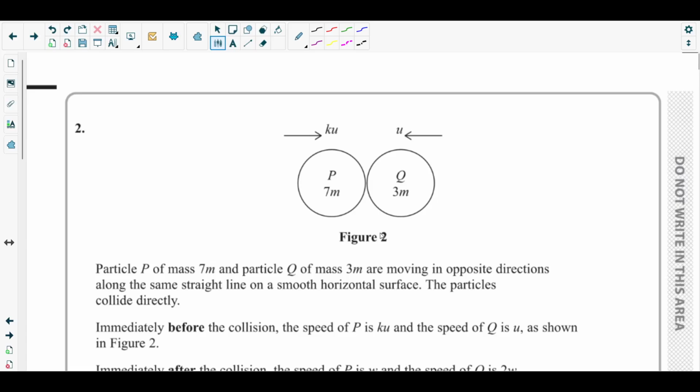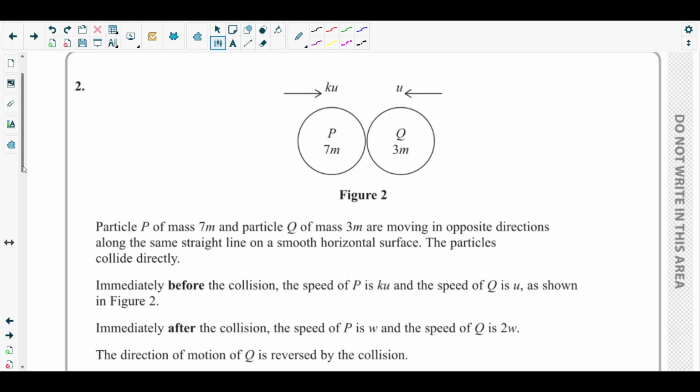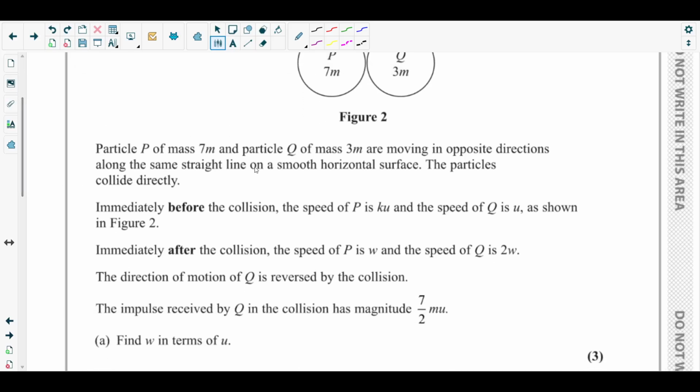collision. The mass of particle P is 7m and the mass of particle Q is 3m. Particle P is moving to the right with speed ku, and particle Q is moving to the left with speed u. That means they are moving opposite to each other. The question says, immediately before the collision, the speed of P is ku and the speed of Q is u, as shown in the figure.